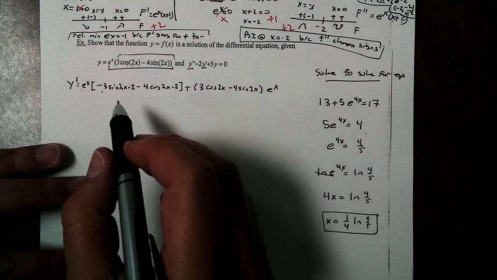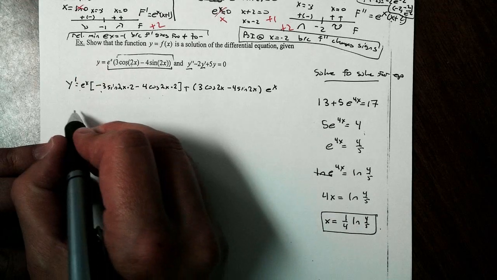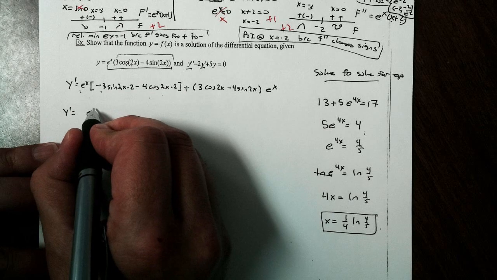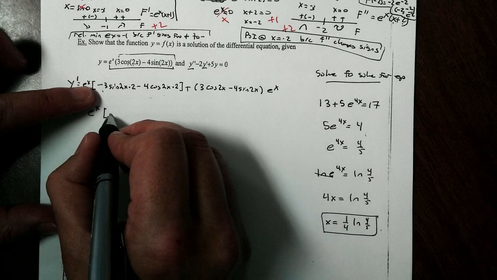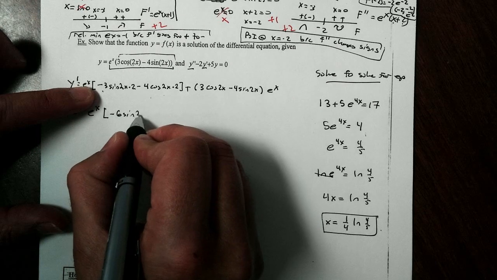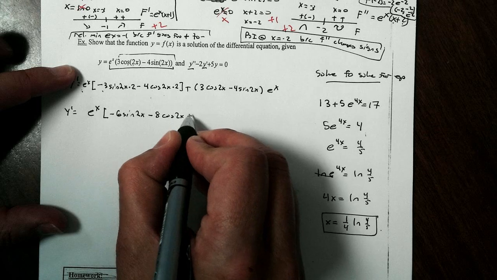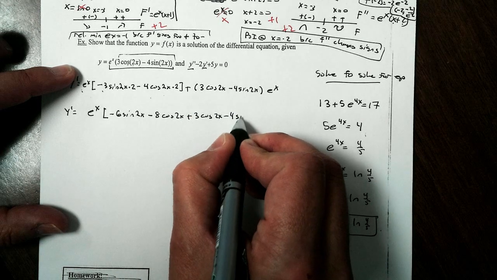You're like, man, that's not so bad. I can do that. All right, I'm going to clean this up a little bit. Trust me, you want to. So we get y prime equals, I can factor out an e to the x. That's common. I get e to the x times, and this becomes negative 6 sine 2x minus 8 cosine 2x plus 3 cosine 2x minus 4 sine 2x.